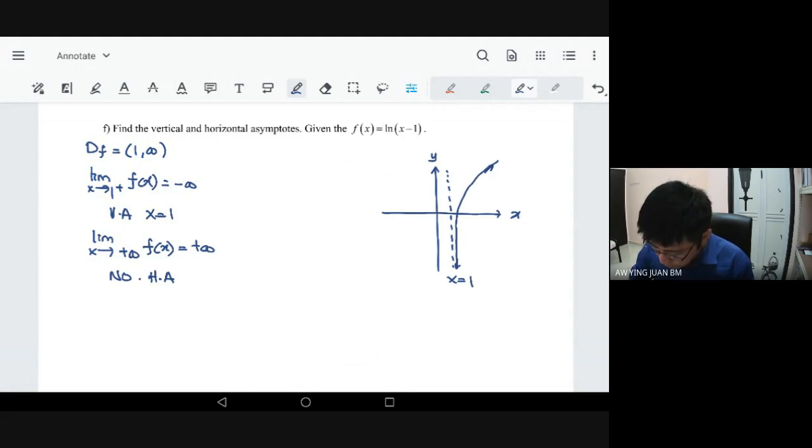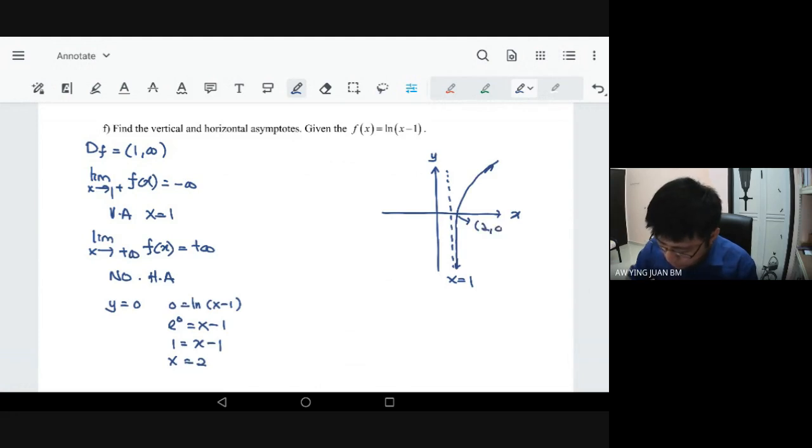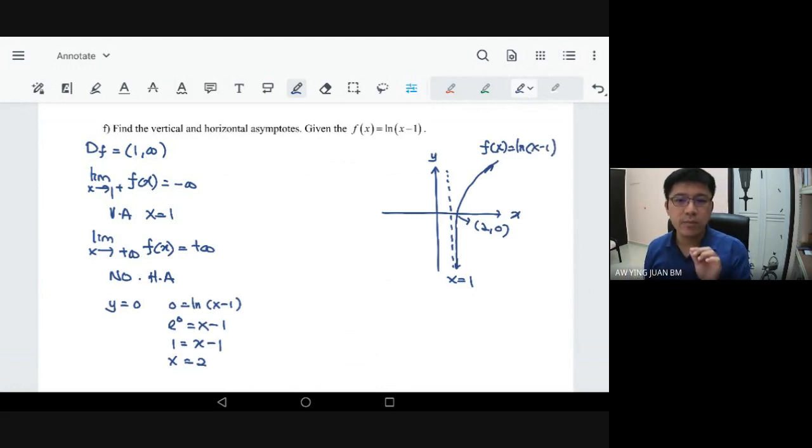So, kita perlu cari benda ini, iaitu when y equals to 0. So, y equals to 0, iaitu 0 equals to ln(x minus 1). So, exponent 0 equals to x minus 1. Kemudian, exponent 0 adalah 1 equals to x minus 1. So, x equals to 2. So, di sini jawab dia adalah (2, 0). Nama dia f(x) is equals to ln(x minus 1). So, x y axis kena tulis, nama graf kena tulis, intercept kena tulis.